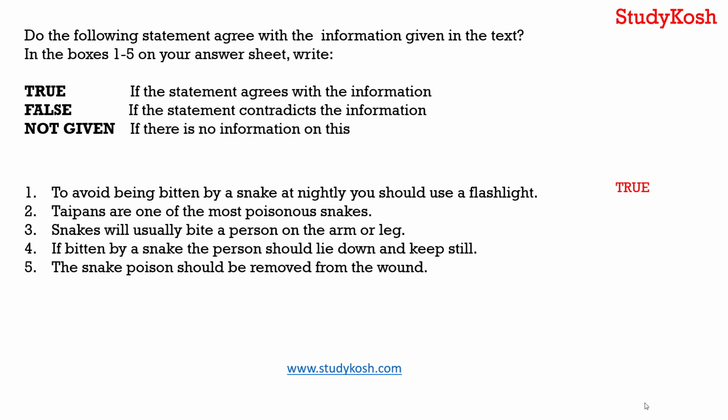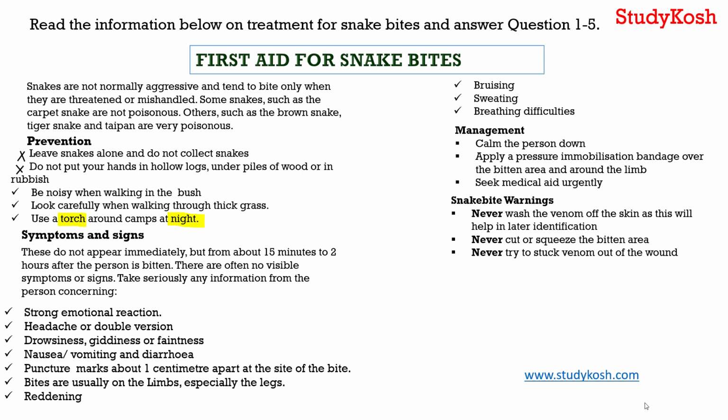Second, taipans are one of the most poisonous snakes. Our keywords are poisonous snakes and taipans. Coming to the paragraph, let us find our keywords. The keywords for our statement were taipan and poisonous snakes that are highlighted to you in the first paragraph. So our answer lies somewhere in the first paragraph of the text given to us. Let us go through it. Others, such as the brown snake, tiger snake and taipan, are very poisonous.